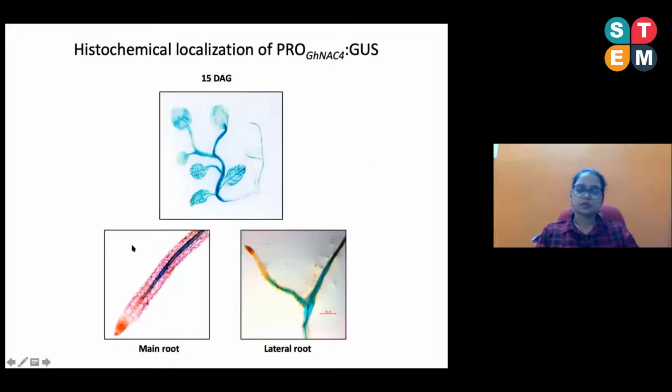Coming to the root part, we see that it was present in the main root, and it was also present in the lateral root, but it was absent in the root cap region and also in the root hairs.